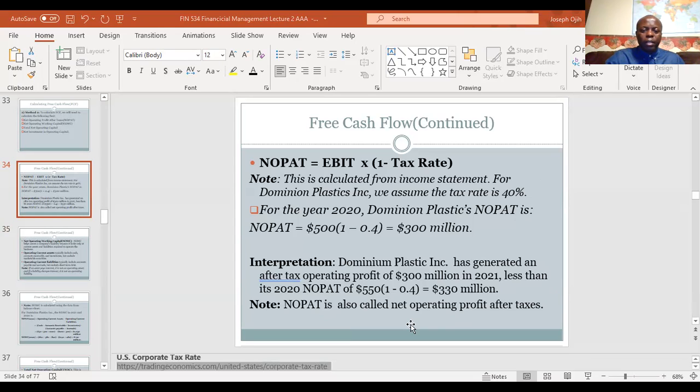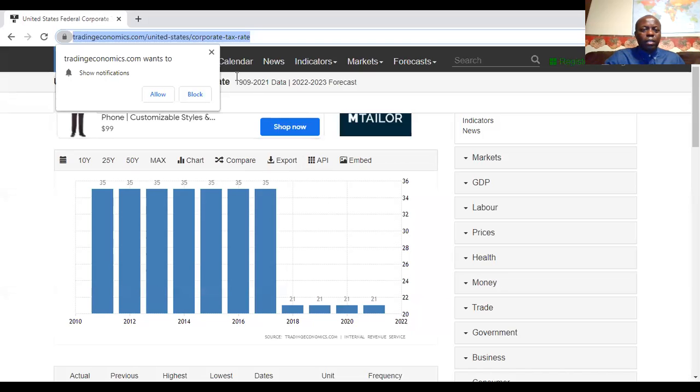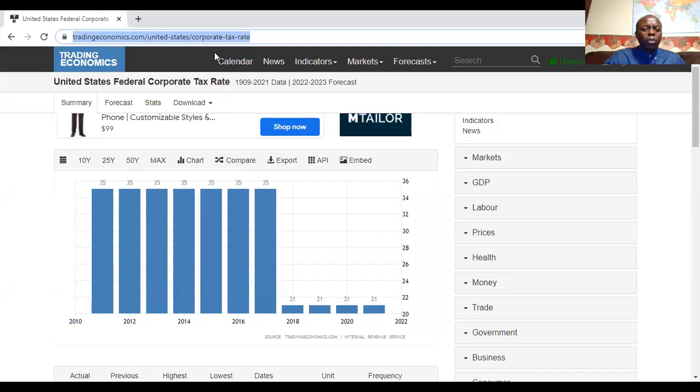I think it's right here. You can see that over the years, 2000, it was like 35%. Then when Trump came in, it was brought down to 21% in 2018. Anyway, for the sake of our analysis, I will show you both ways. I will do it with 40%. Then I will show you what it will be if it is 21%, which is the current rate today.